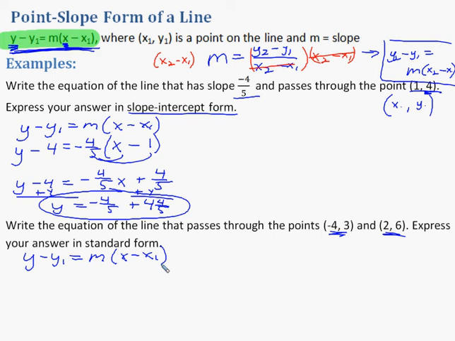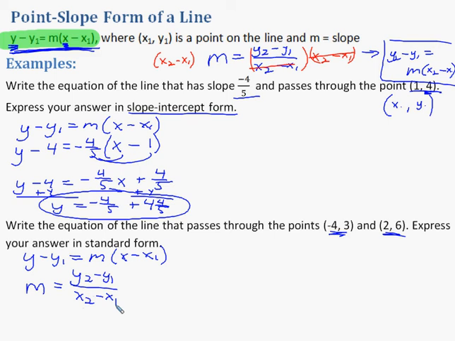But we don't have a slope. So what we need to do when we're just given 2 points is we find the slope first, and we just reviewed that. Slope is y sub 2 minus y sub 1 over x sub 2 minus x sub 1.